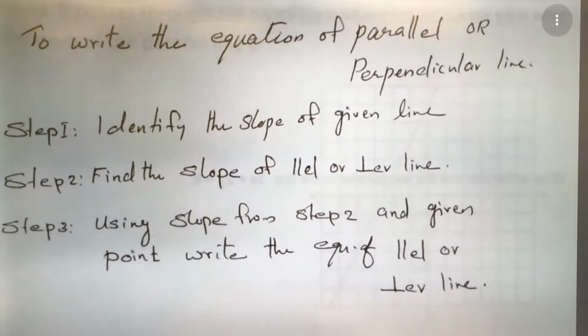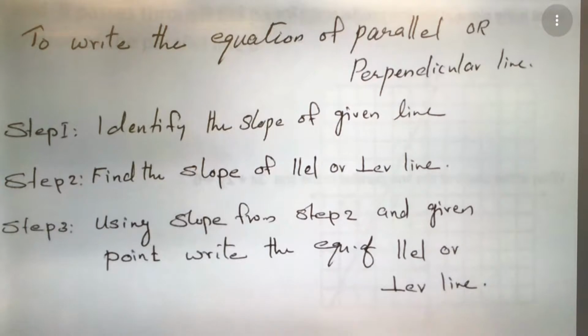So the third step is, now you have the slope of the parallel or perpendicular line, and the question will give you a point. Using that slope and point, you can write the equation y is equal to mx plus b. You already know the slope m, so you are missing b, the y-intercept. Using the point, as we did in the first question, you can solve for b. Once you have b, replace the b with the number you have found.